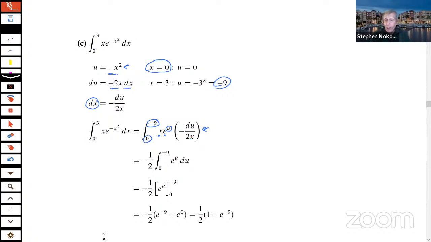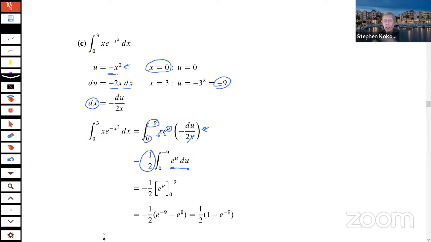I'm going to cancel everything out that I can. The x's go, and the minus 1/2 comes out in front. And son of a gun, I'm lucky here. I made a good substitution. We'll talk more about this in a couple of weeks. I'm left with an integral in u that I can evaluate.